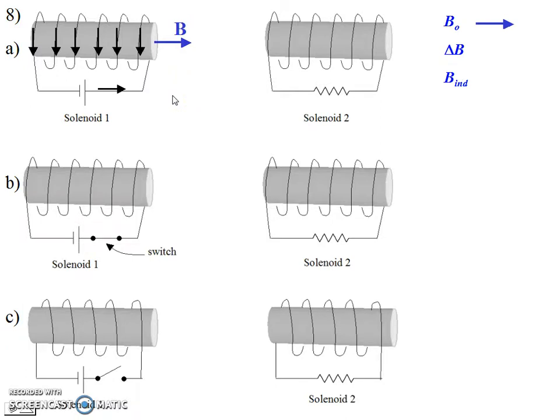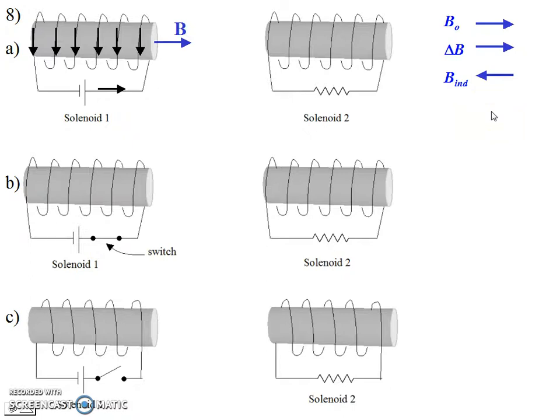Then we read the problem. It says solenoid 1 is moved to the right. So the whole thing is getting closer to solenoid 2. Does that mean the field by solenoid 1 is getting stronger or weaker? Well, the other electromagnet is getting closer, so of course it's getting stronger. So we're increasing the field near solenoid 2. The universe doesn't like that. It induces a field pointing the other way to try to remove the increased field.